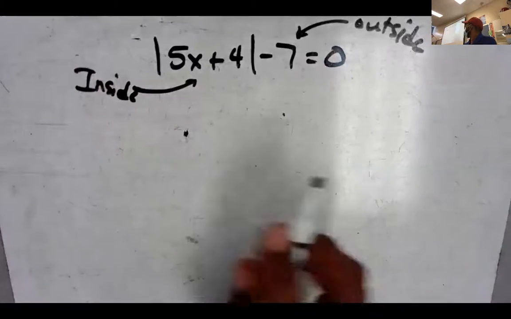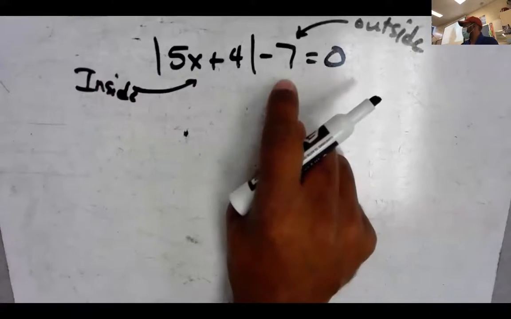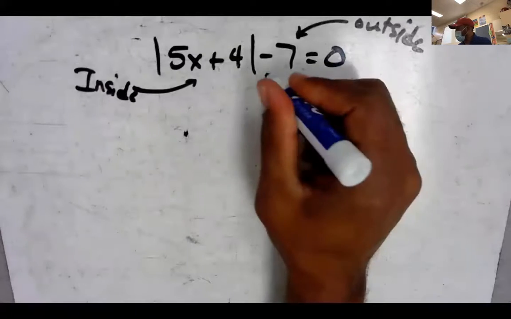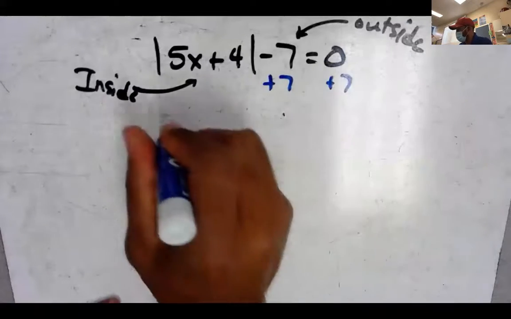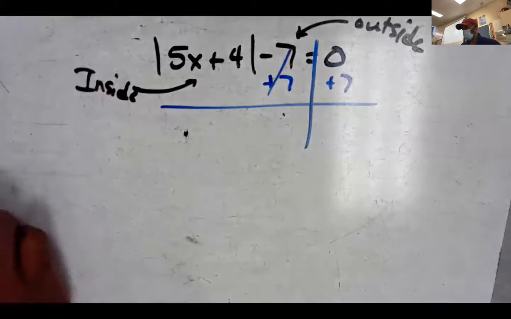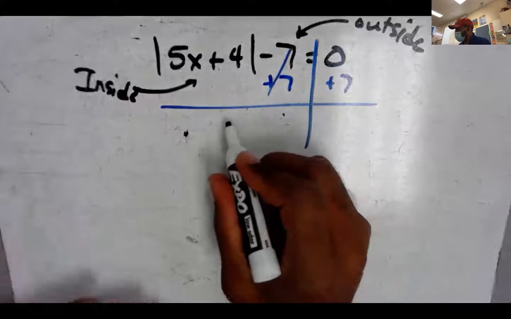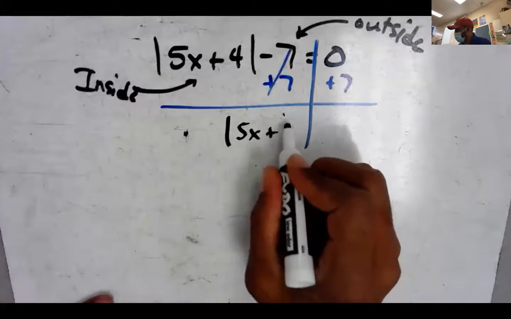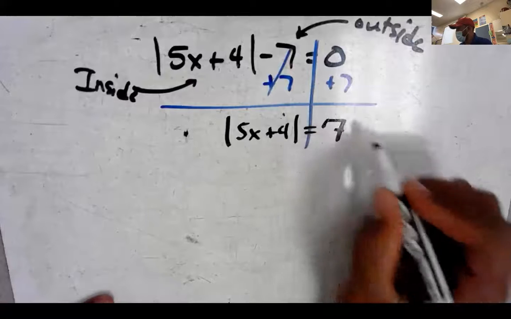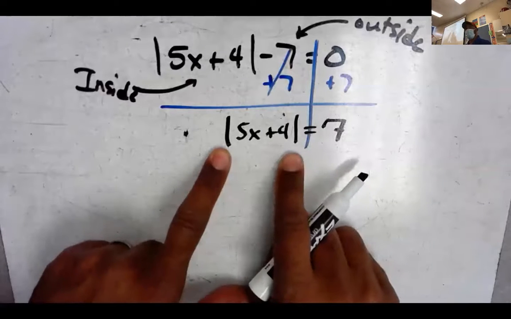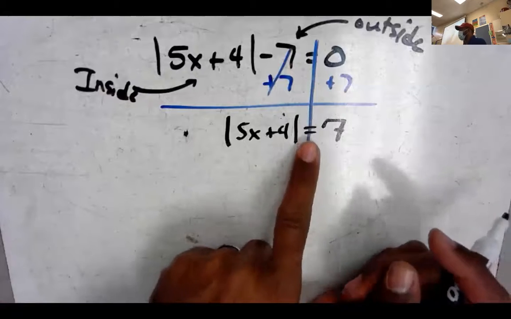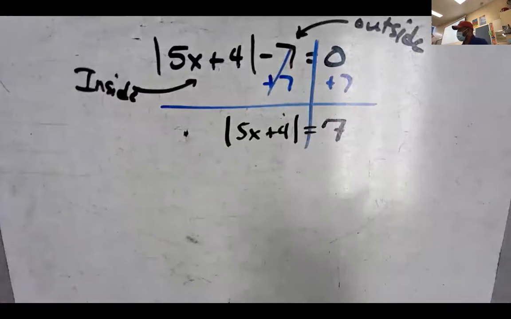Okay, so first we have to get rid of the number outside. Okay, so we're at 7 again. That cancels. And then we have 5x plus 4, the absolute value, that's here. 0 plus 7, so that's 7. And now look, we had the bars by themselves. There's no number to the left, no number to the right, only the absolute value bars, that's it.